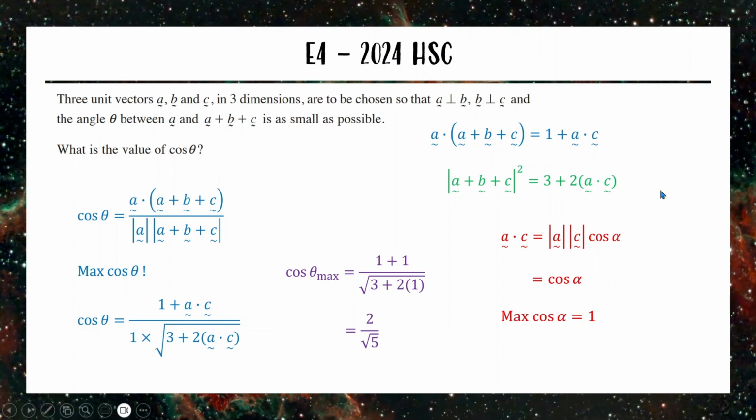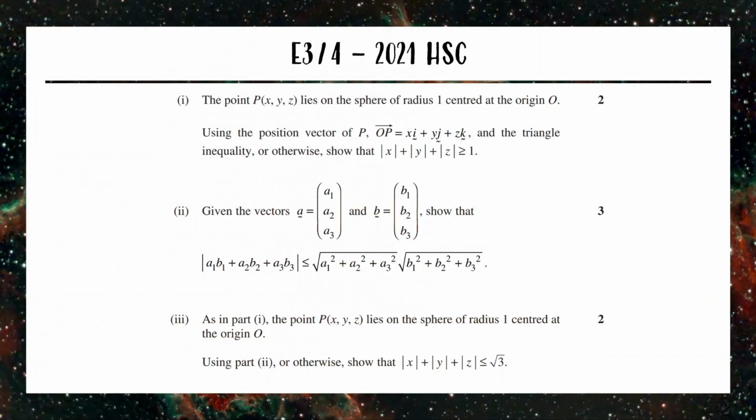Okay, and to finish off what is already, I'm sure, a very long video, here is an E3, E4 level question that I think looks a lot harder than it actually is, and it's from the 2021 HSC. I believe in that year this was the second last question on the exam. Parts 1 and 2 are not too bad, but part 3 really made me think, and I had to really work around to try and get to the target here.